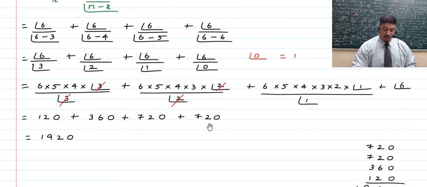Now when we add up all of these, we get 1920, which will then become the number of permutations or the number of arrangements which are possible when we talk about arranging at least 3 flags, such that the total number of flags available is 6.